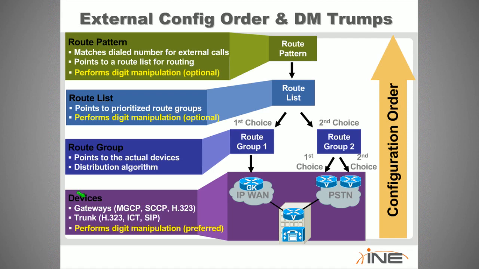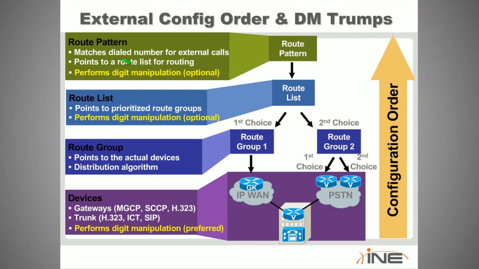However, if you've ever taken a look at a translation pattern and noticed what's on the page, it is transformations. And there are two types of transformations on a translation page: calling party transformations and called party transformations. So when we see calling and called party transformations here at the device, gateway or trunk page in CUCM, this is nothing new. It's just that we're not doing the actual transformation there on the page.